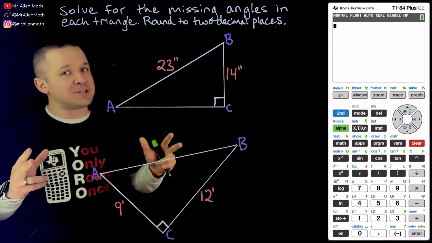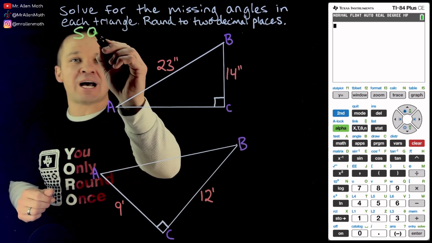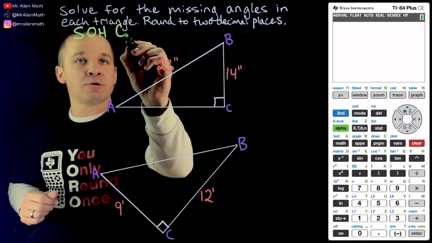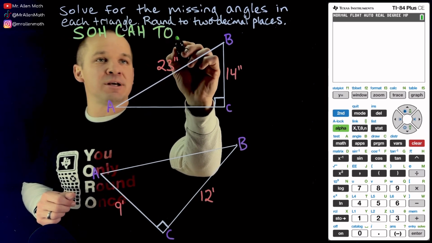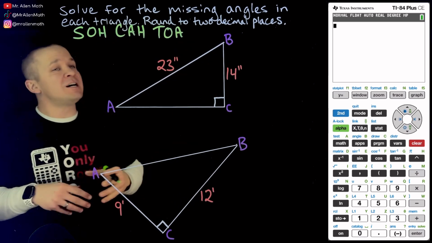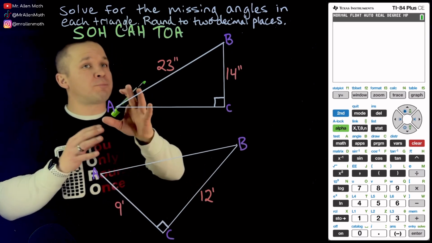All right, so first thing here, I'm going to write down SOHCAHTOA, right? It's sine, which is opposite over hypotenuse. Cosine is adjacent over hypotenuse, and tangent is opposite over adjacent, right? We got that acronym to help us remember that, and that's to help us set up our trig equations here with the proper trig function.